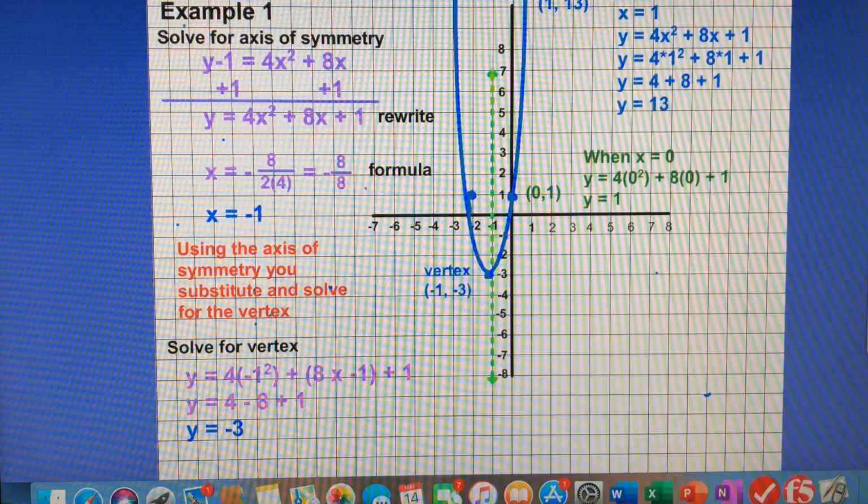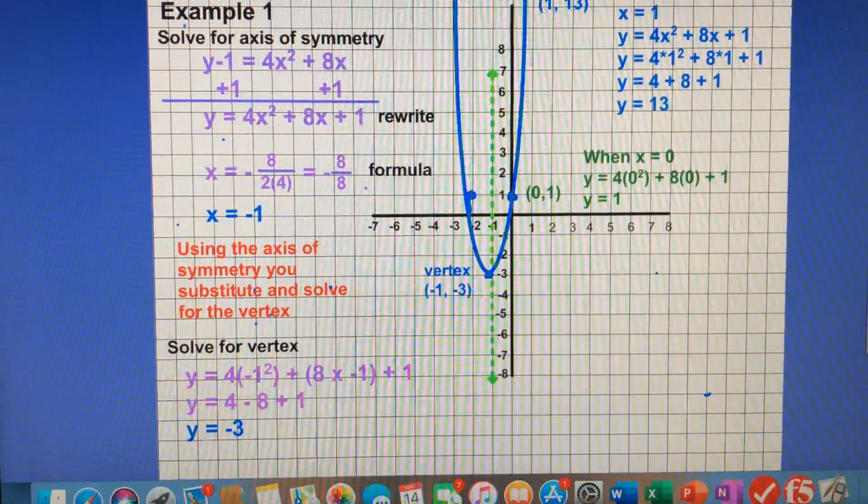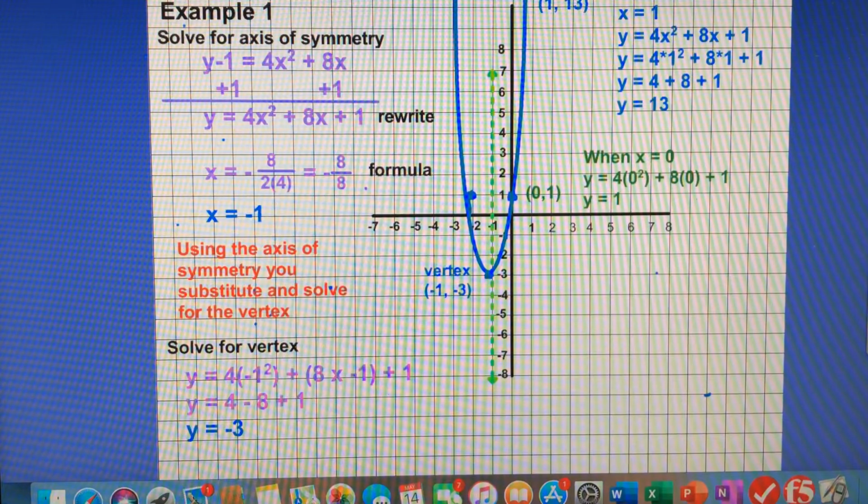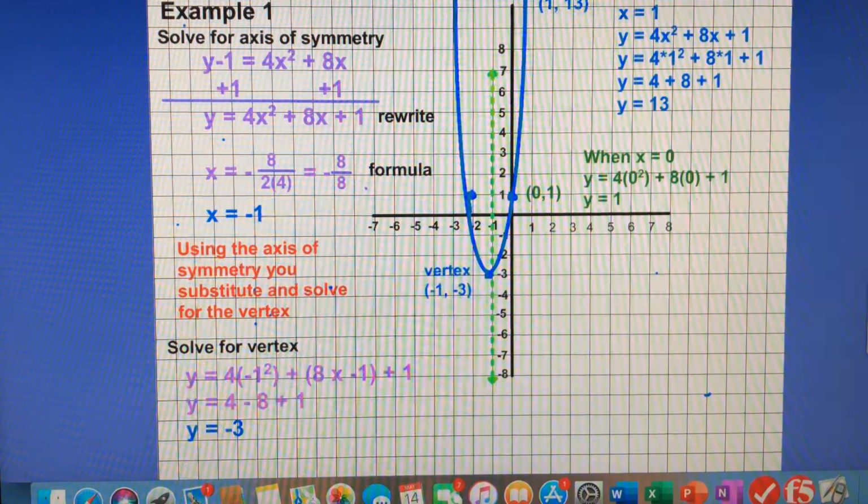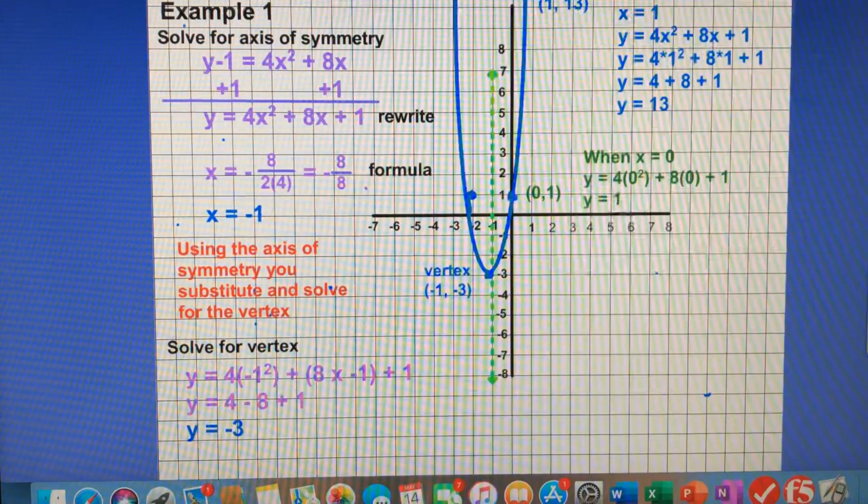All right, that's a lot of happening on this page. I understand that. So let's start slow because there is a lot of information for me to show you when you do this by hand. So I start here on the left in purple. y minus 1 equals 4x squared plus 8x. I added the 1 to both sides. I now have my quadratic.